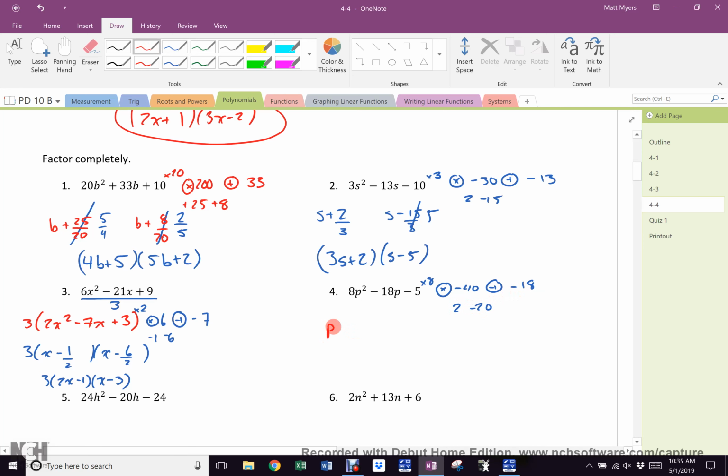Now, p plus 2. But is it really plus 2? What is it? 2 over 8. Can I simplify that now? Yeah. 1 over 4. And then it's p minus 20, but it's not really 20, it's 20 over 8. Can I simplify that now? What is it really? 5 over 2. Where does the denominator go? 4p plus 1, 2p minus 5.